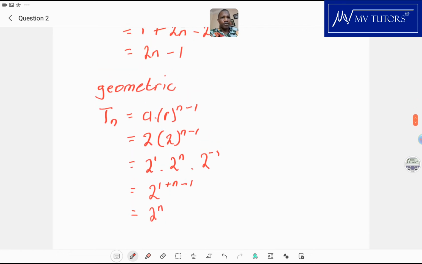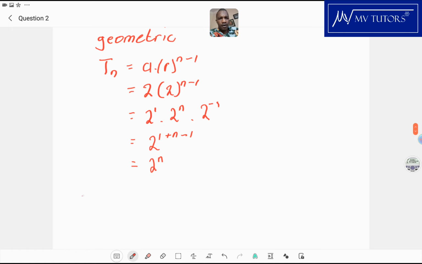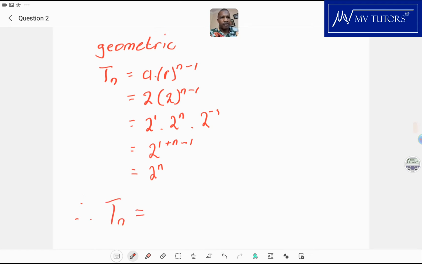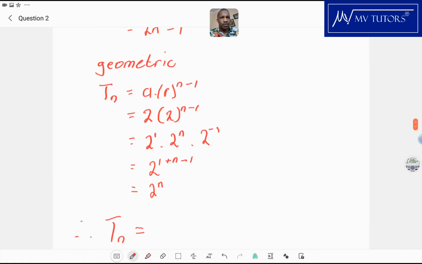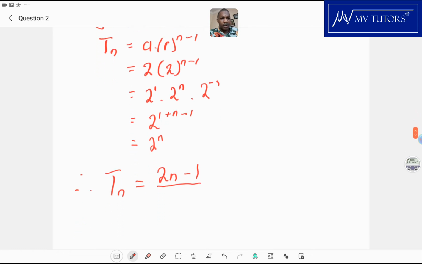So for our final equation, our final Tn is given by the arithmetic part, which we've solved to be 2n minus 1, divided by the geometric part, which we've solved to be 2 to the power n.